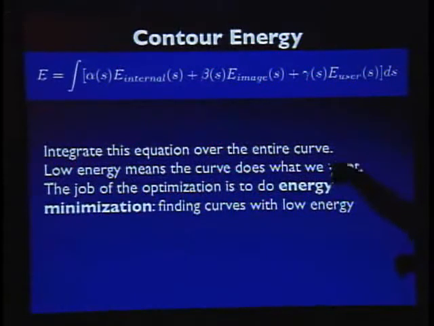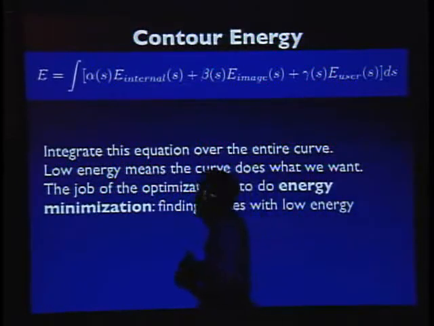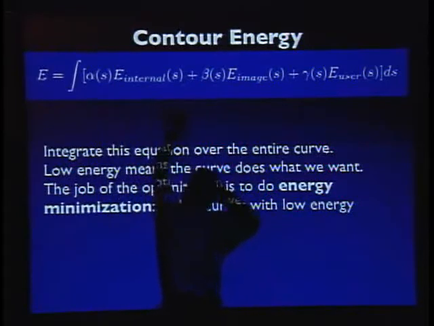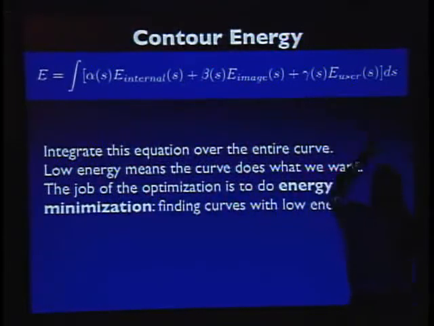So if you just look at the fact that there's an integral and a bunch of stuff that depends on S, and you're integrating over dS, then for every position on the contour you get a sense of the energy, and you're integrating that over the entire contour. So you're summing up all the contributions of all the points on the contour, and the thing you are summing up has three terms in it: E internal, E image, and E user. So alpha, beta, and gamma are ways of upweighting or downweighting the contribution of any of these terms, which I will describe, for any point on the contour.